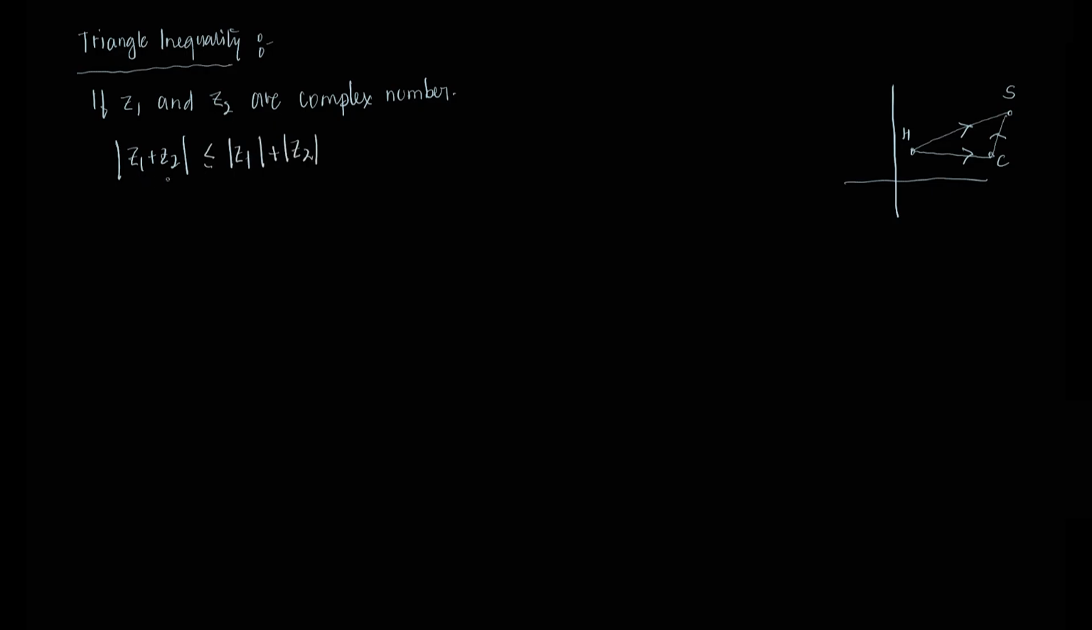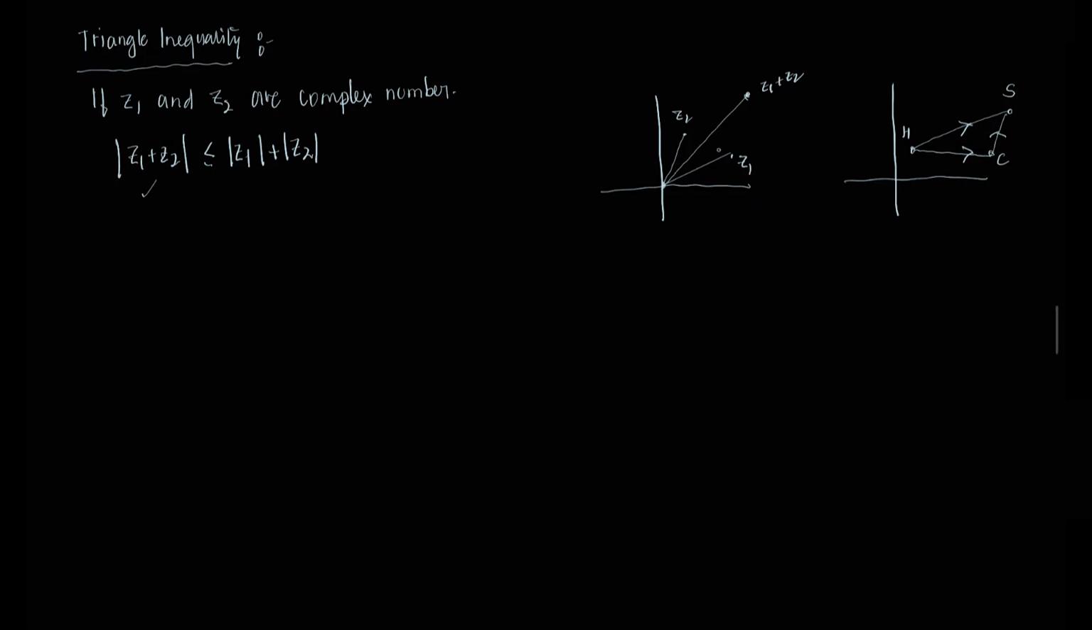You see, mod of Z1 plus Z2 is basically the distance between the origin and Z1 plus Z2. So let's say this is your Z1 and this is your Z2, and Z1 plus Z2 is somewhere here. This is the distance from here to here. What we are saying is that this is always dominated by the distance from here to here plus the distance from here to here. Okay, that's what it says.